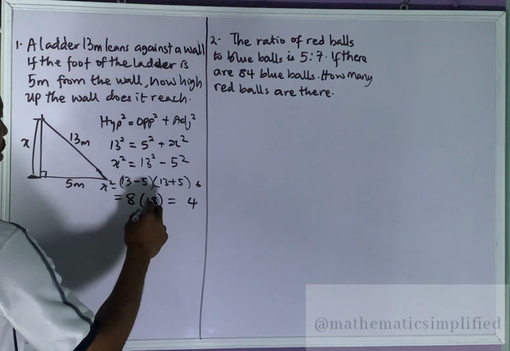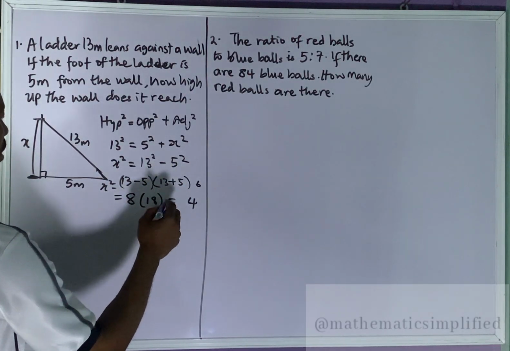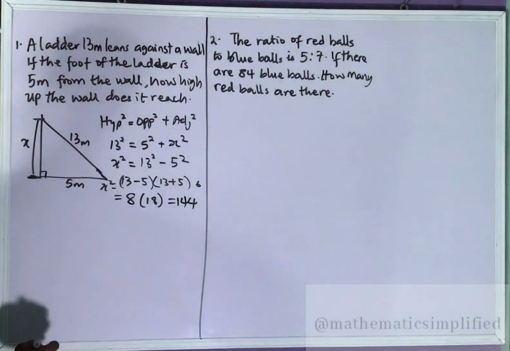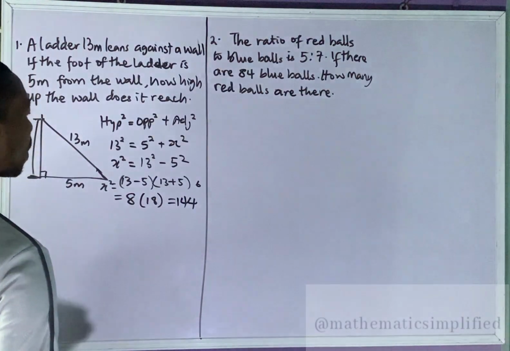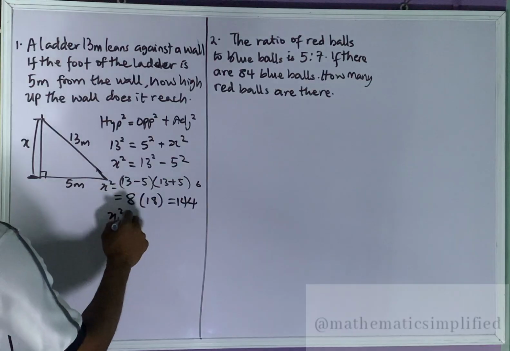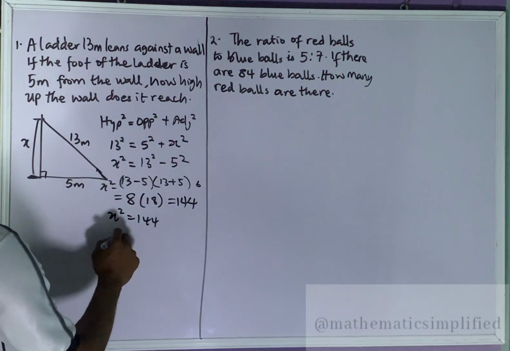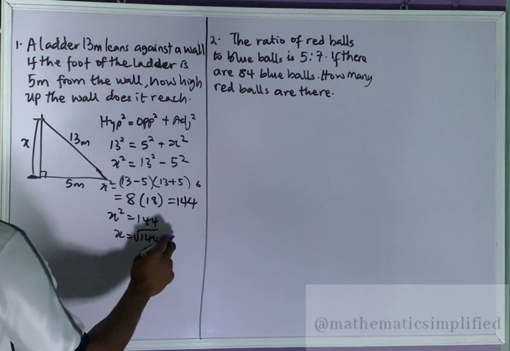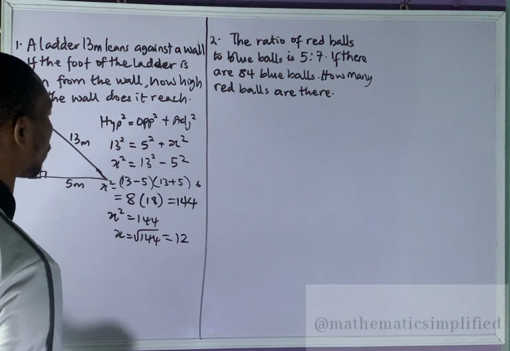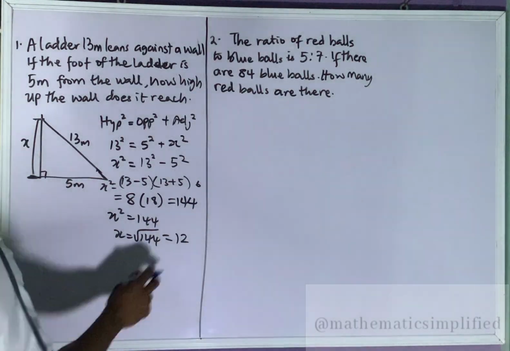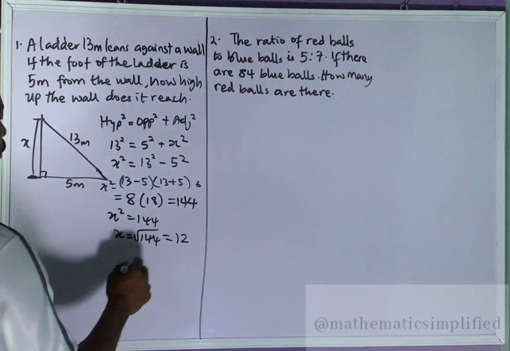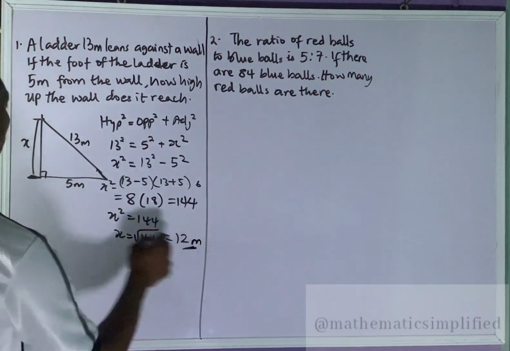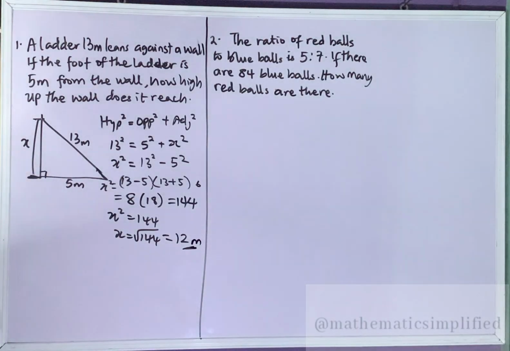8 times 8 is 64, write 4 carry 6. 8 plus 6 is 14, so 144. Okay, so this x squared is 144. So x equals root 144, which is 12. Okay, so our x would be 12 meters. So it is 12 meters high up the wall.